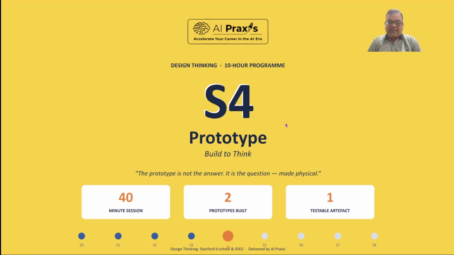So I once again welcome you to this session 4, which is technically session 5, right? Because we started with S0, and this is on prototype. Our theme, if you can notice, is called build to think.